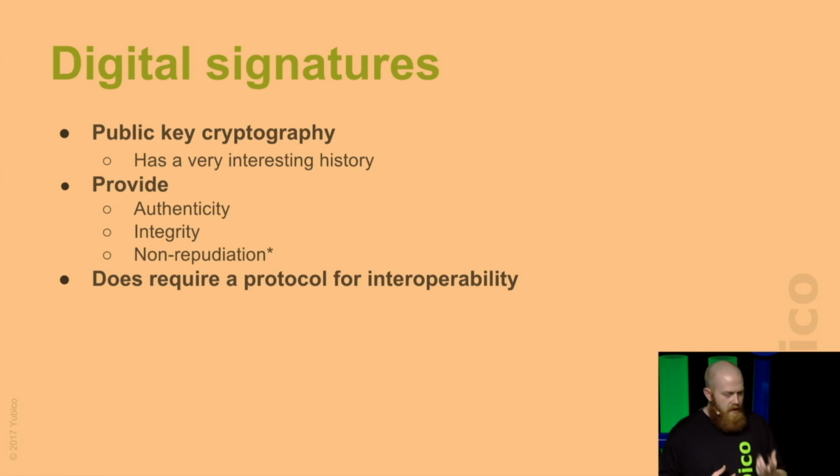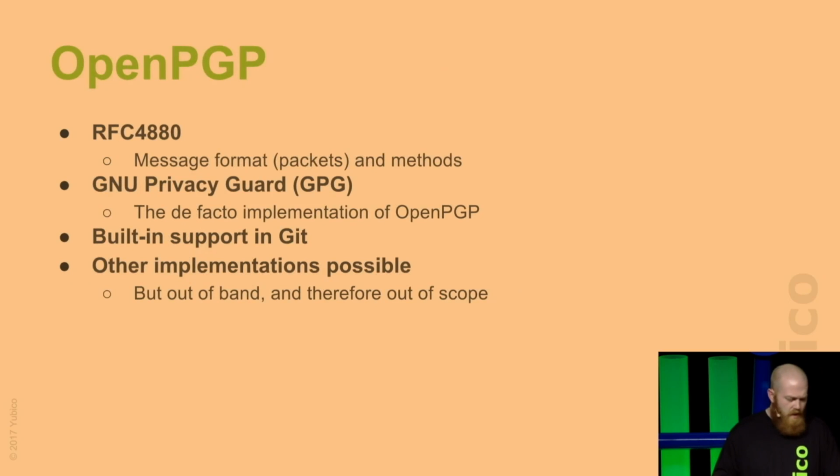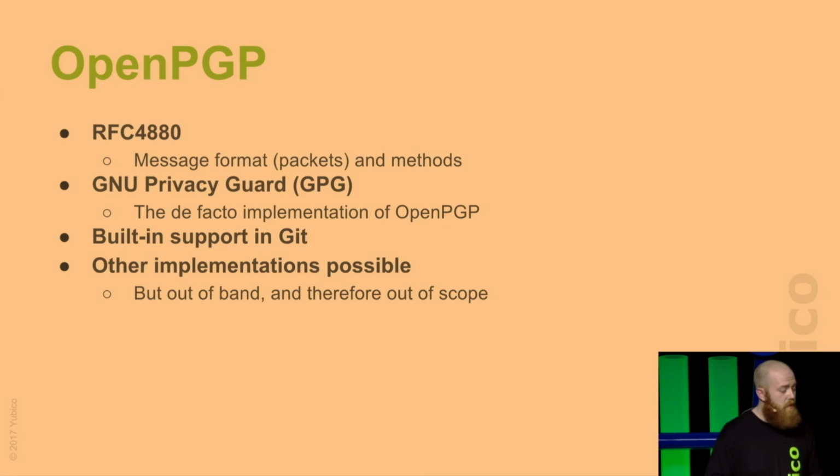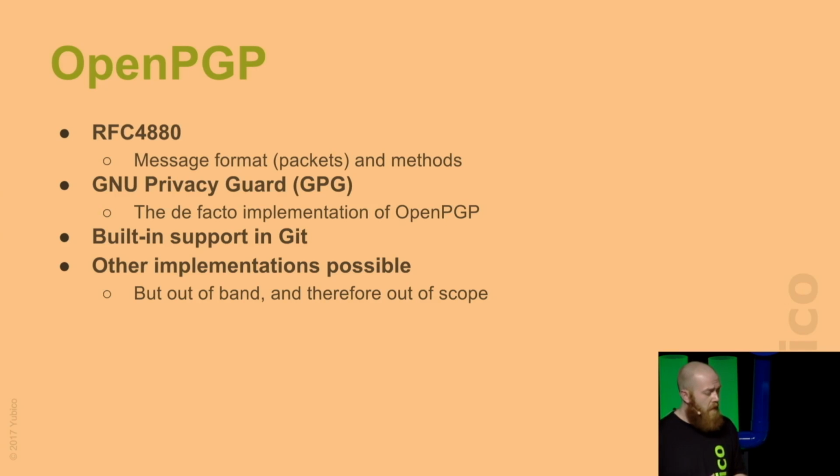Now, with these two operations, we need a protocol to decide on interoperability, if only to decide on which algorithms we are using and which message digest functions we are using. We need to have something to decide on that so two parties can interoperate. And for that purpose, we turn to OpenPGP.